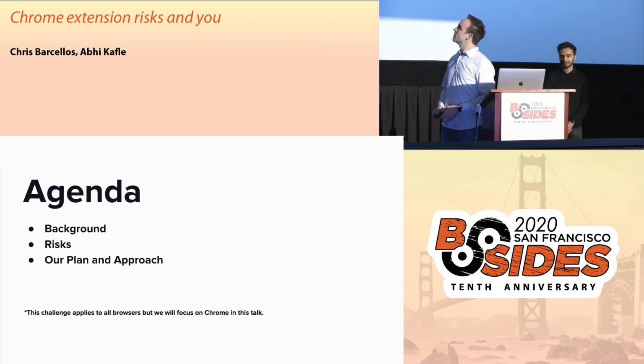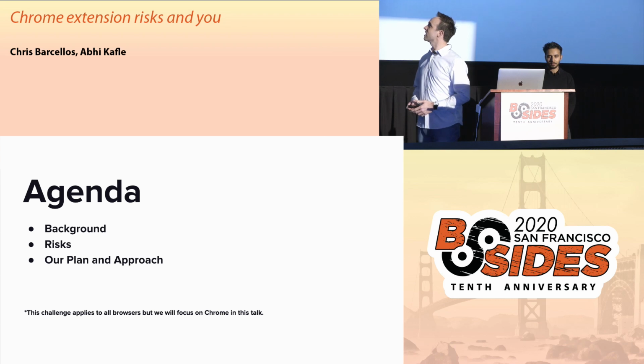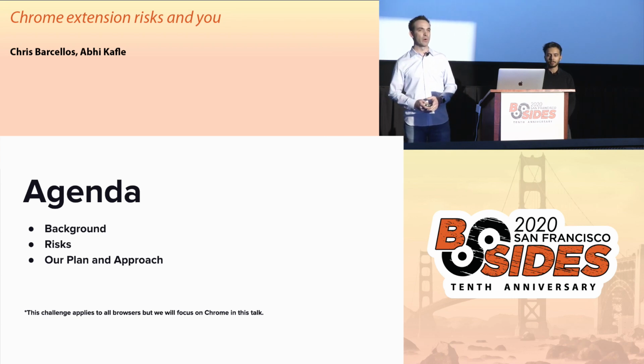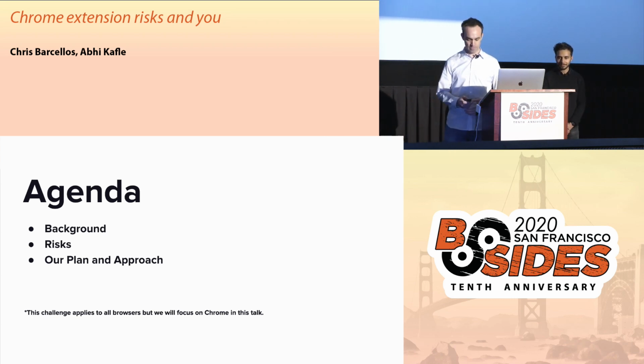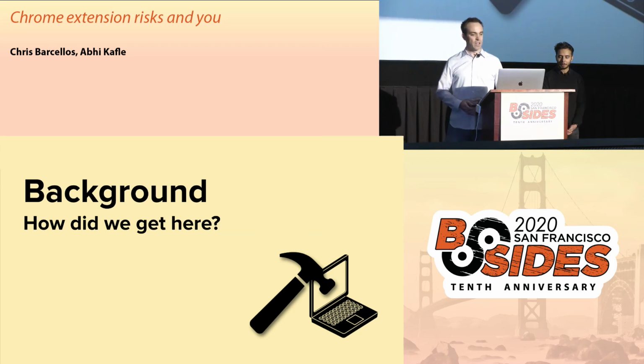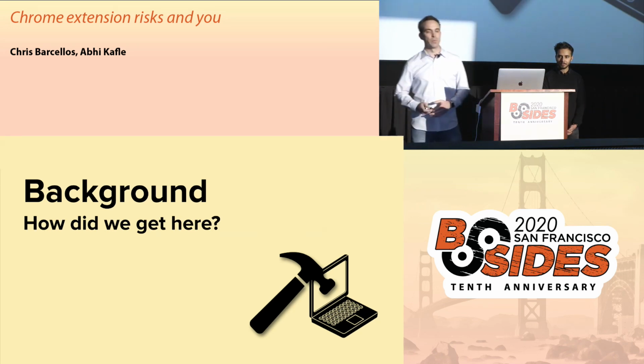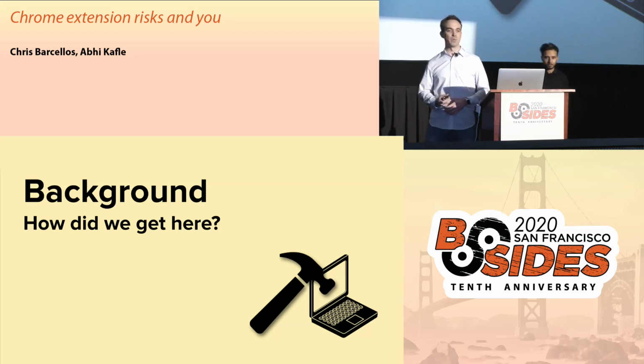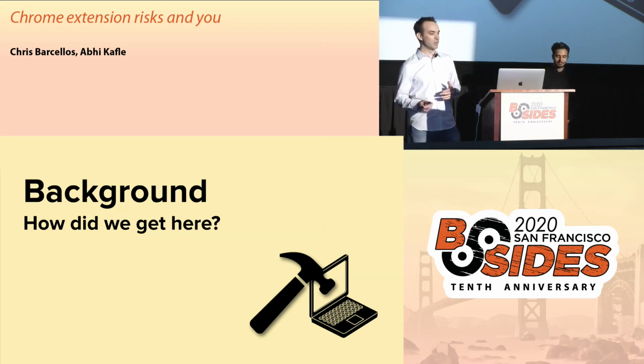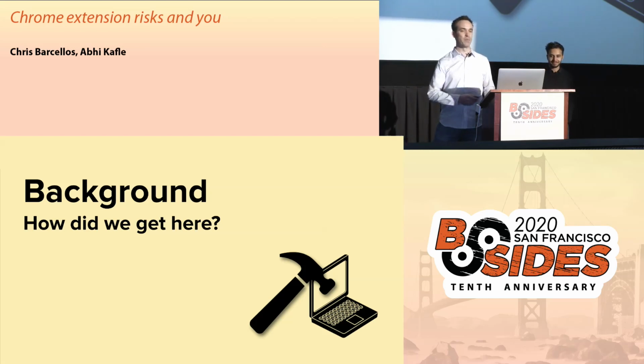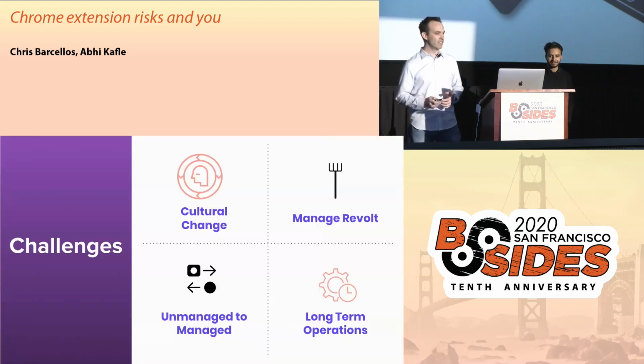All right, so we're going to talk about the background of how we got here. We'll cover some of the risks of Chrome extensions, and we're also going to cover our plan and approach that we took to mitigate these problems. Originally, there was some red team work done at Lyft, and we noticed Chrome extensions installed on different users' machines that we weren't quite too fond of, and that morphed into how do we fix this at scale.